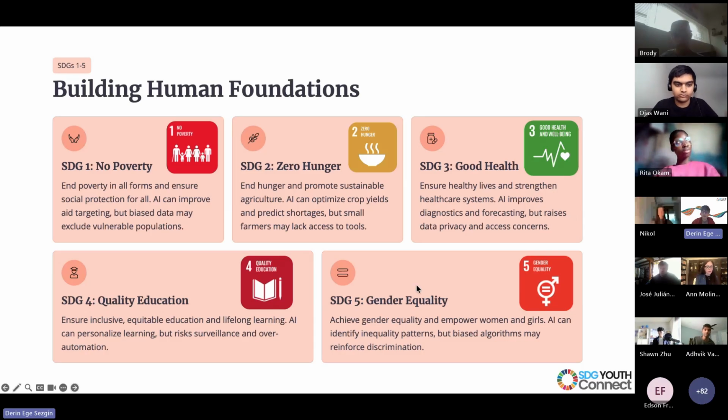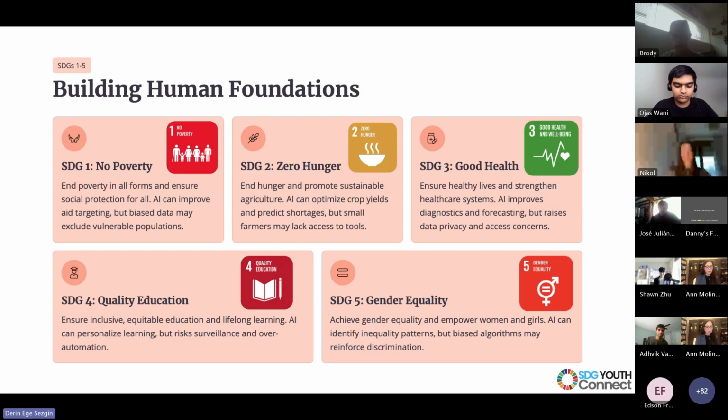SDG 5, achieving gender equality and empowering women and girls, is what defines SDG 5. AI can identify inequality patterns, but biased algorithms may reinforce discrimination. There's actually a really great example of this, and you can test it out now or after the presentation if you like.